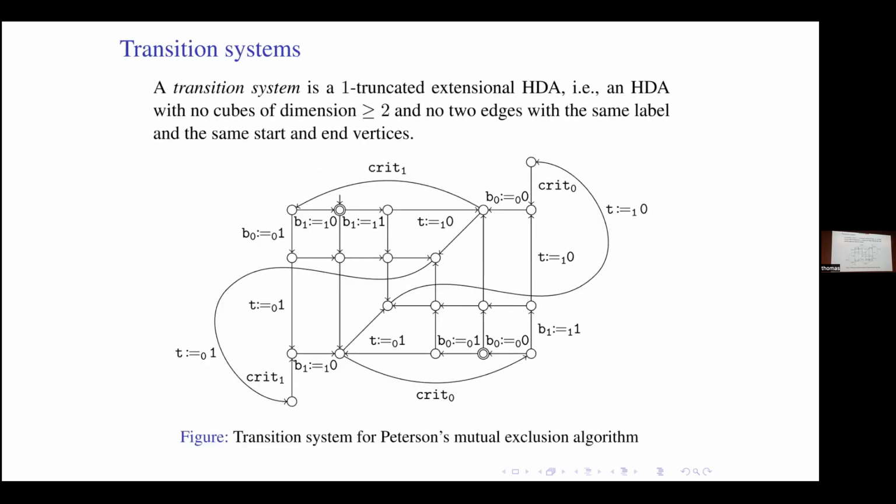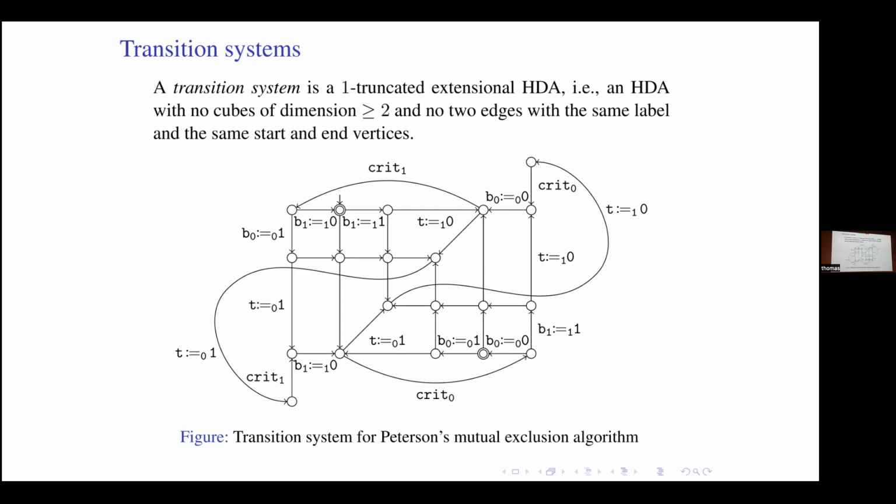A transition system is simply a one-dimensional HDA with the particular requirement that an edge is determined by its endpoints and its label. That's not a restrictive condition. And here you have a picture of the transition system model for the state space of Peterson's algorithm. This is constructed in a straightforward, standard way. And so the question is, how does one construct an HDA from such a transition system? This question has been addressed by several people in the literature. And although the methods may differ in detail, the overall strategy is always the same. One constructs the HDA by filling in empty squares and higher dimensional cubes.